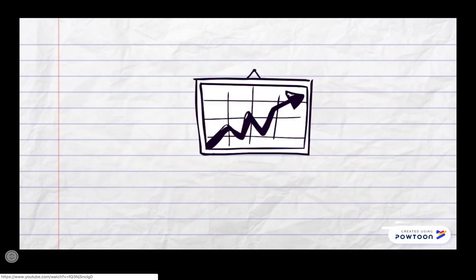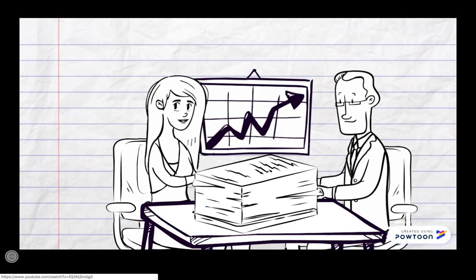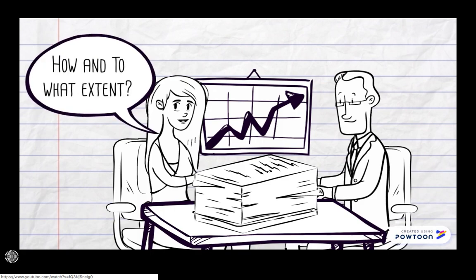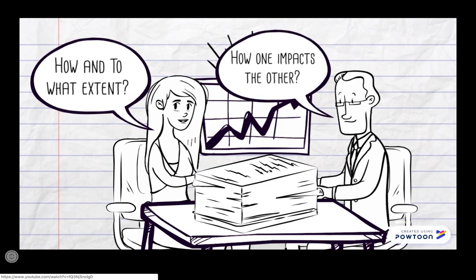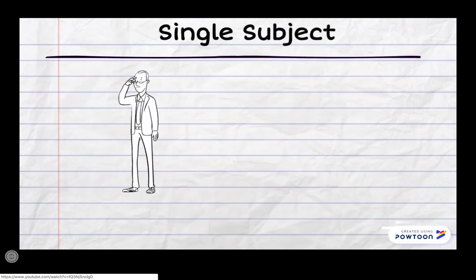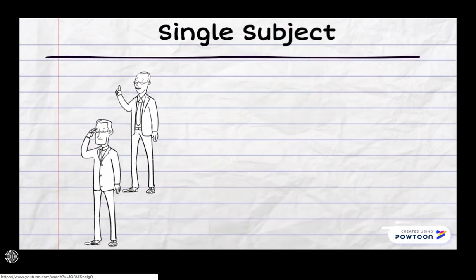Not only is single subject different from causal, but from correlational as well. Correlational research focuses on how and to what extent variables are related, not how one impacts the other, like single subject. Some of the other research methods include many participants.